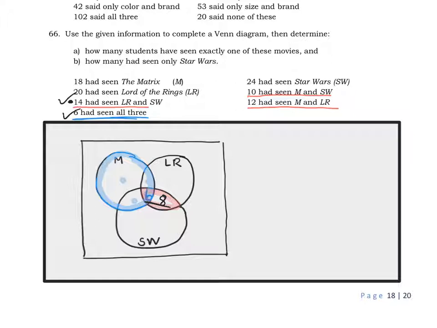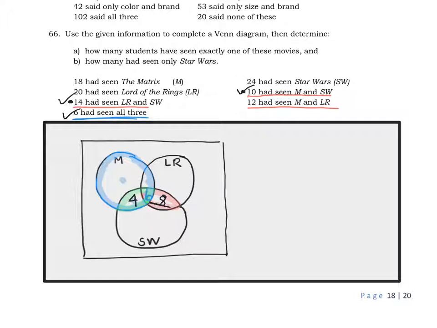Okay, so let's look at this bit of information. 10 had seen, sorry, I forgot the name of it, The Matrix and Star Wars. So The Matrix and Star Wars, well, that's going to be this region right here, okay? So if 10 have seen that, then that means that we're going to take the 10 minus the 6, and we're going to have 4 in this region. So indeed, 4 plus 6 gives us 10. That's how many people had seen The Matrix and Star Wars.